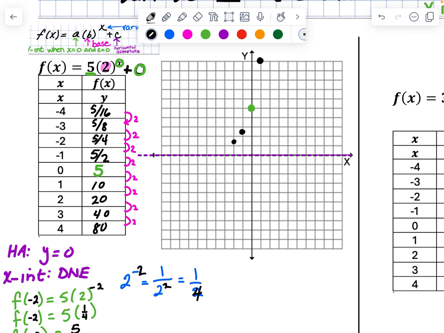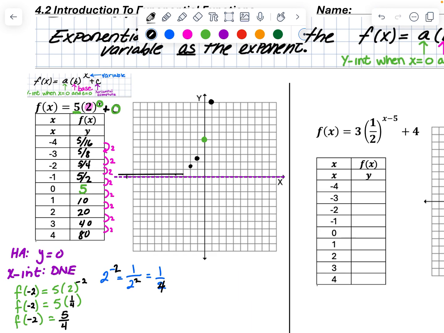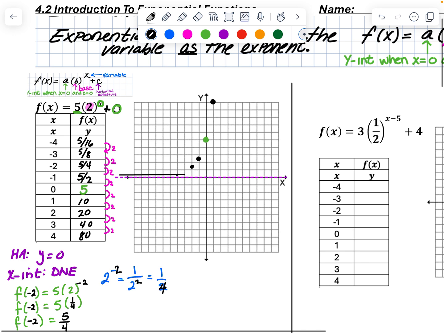So basically, if you plot these points, this graph is going to get extremely close to that asymptote. But remember, it's not ever going to touch that asymptote. It's going to approach it, but not touch it. And then it's going to curve like this.